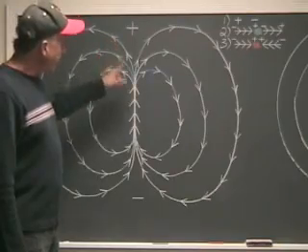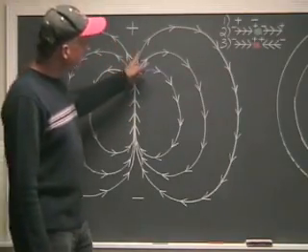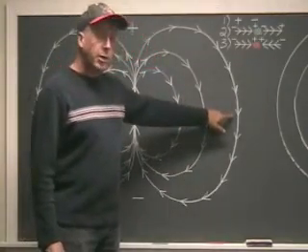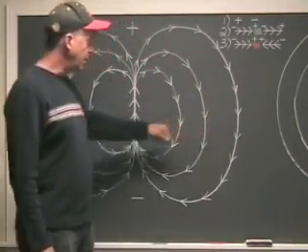So if we've got the positive end up at the core, we find that the field lines, as they curve around, are actually pointed downward out where they pass through the equator.